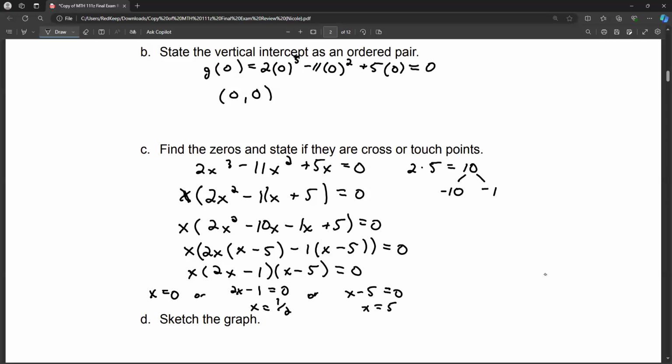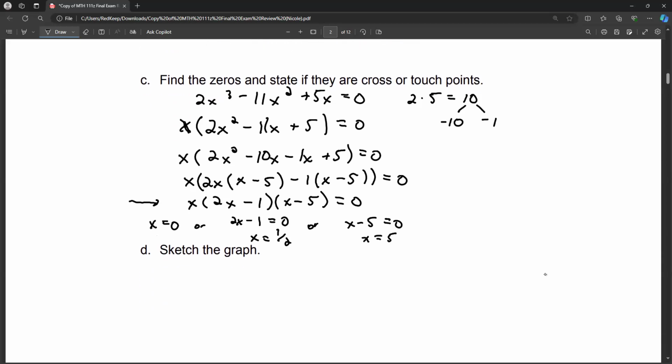So they're saying find the zeros and state if they are cross or touch points. Our zeros are x equaling 0, x equaling 1/2, and x equaling 5. And I believe we would look here at this factored form of our equation and note that none of these factors are being squared or cubed. In fact, they are all being raised to the power of 1. Therefore, all of these zeros are cross points.